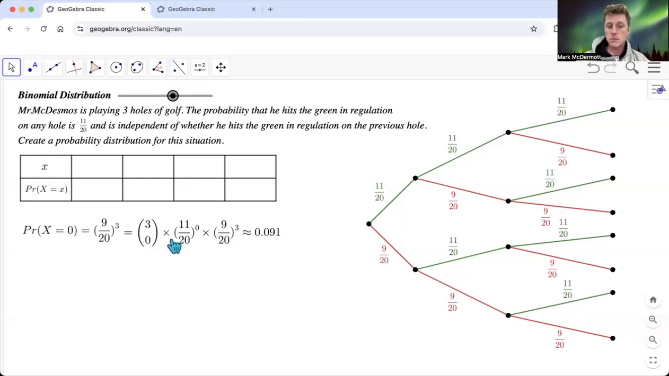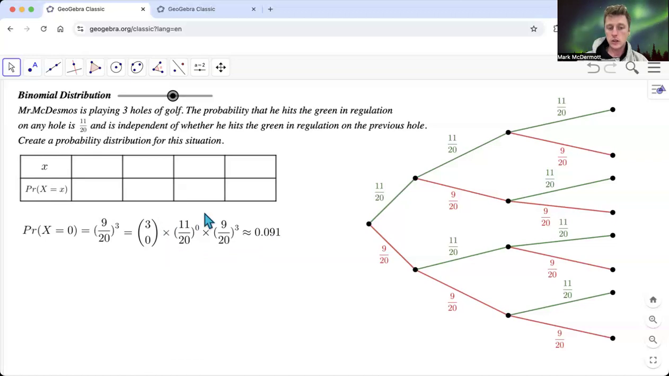Okay, what we do then is we multiply that by 11 on 20. So that's the probability of success raised to the power of 0 because we had no successes. We didn't go down any of these green branches. So multiply by 11 on 20 to the 0, and then multiply by 9 on 20 to the power of 3, which is what we have here. And that gives us an answer of 0.091 approximately, if you chuck it in a calculator. Now, I'll just point out these first 2 factors are just the number 1. 3 choose 0 is 1.